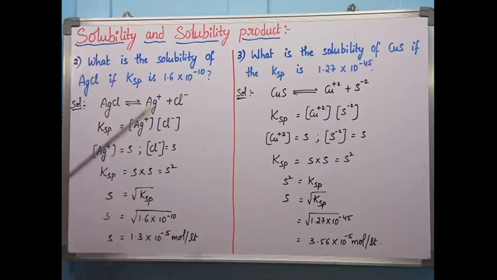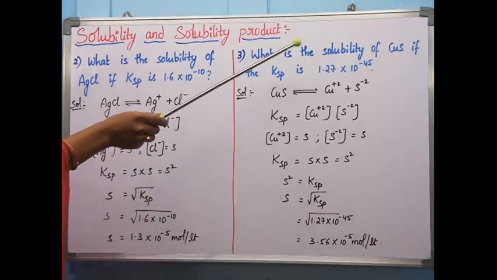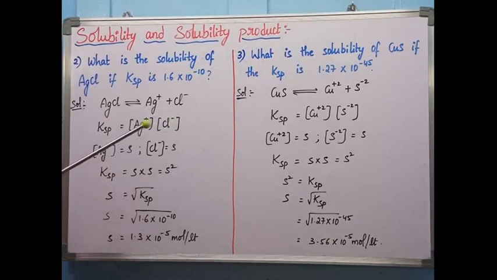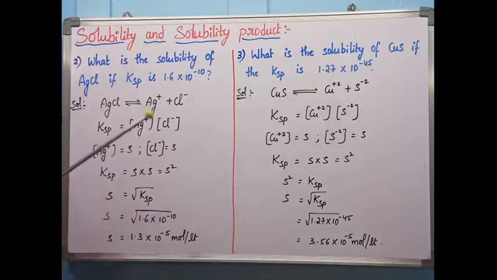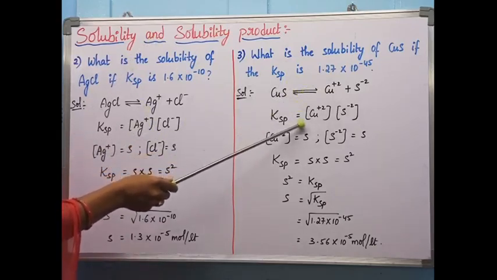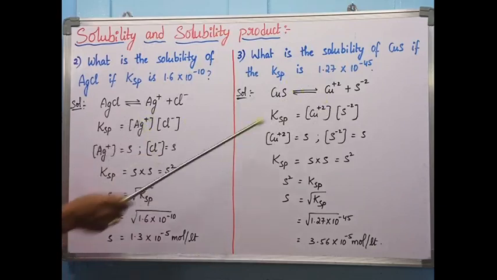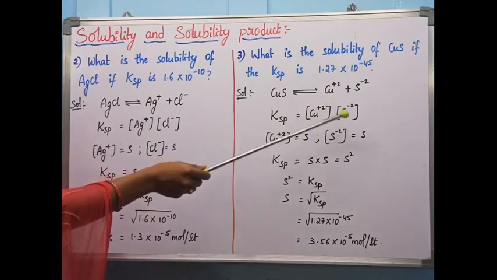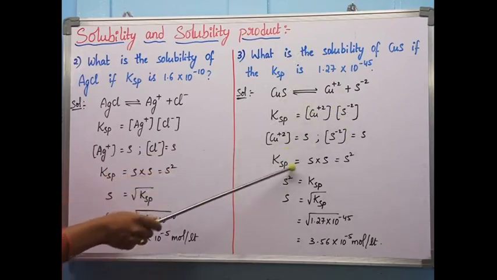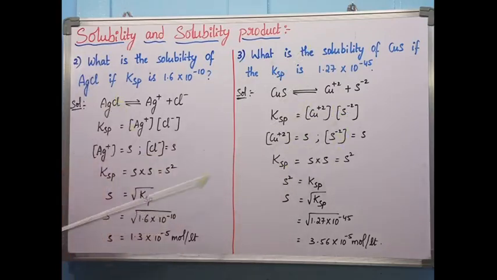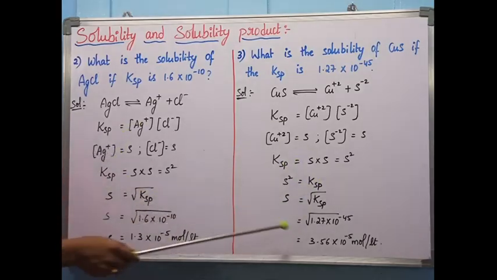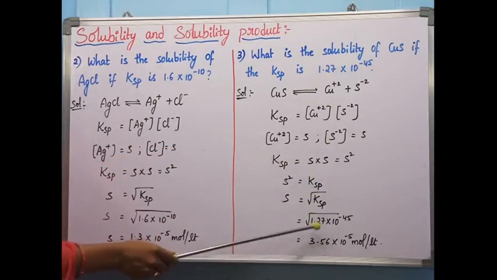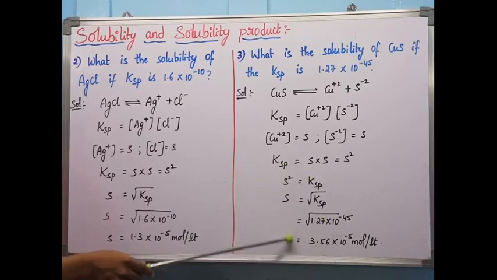Next, coming to the third sum: what is the solubility of copper sulfide if Ksp is 1.27 into 10 to the power of minus 45? Copper sulfide dissociates into Cu2+ and S2-. So Ksp can be written as the Cu2+ concentration times the S2- concentration. I consider Cu2+ as 1S and S2- as 1S. Substituting, Ksp is equal to S into S, which becomes S square. So S is equal to root over Ksp. Now I substitute the value 1.27 into 10 to the power of minus 45. I'll get 3.56 into 10 to the power of minus 23 moles per liter.